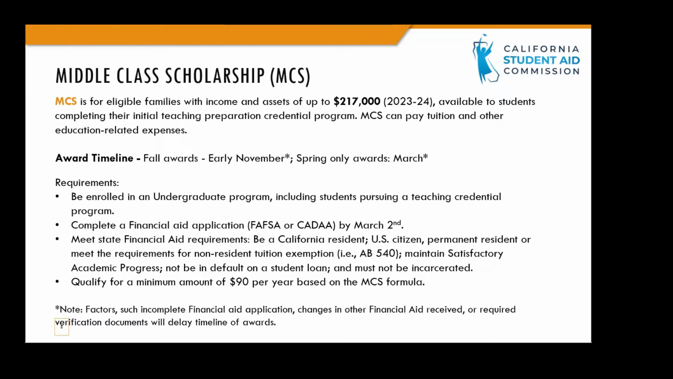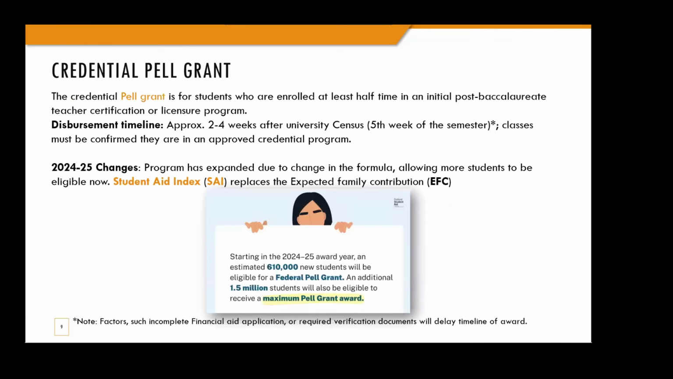Okay, so after going over the Middle Class Scholarship, we're going to talk about federal funding for credential students. And then after that, I will conclude with the other specific credential programs. So now I'm going to go ahead and give it to Ana. Good evening. My name is Ana Segura. I'm the Federal Pell Grant Counselor here at Cal State Fullerton. And I'm just going to go over a couple of slides with you regarding federal aid.